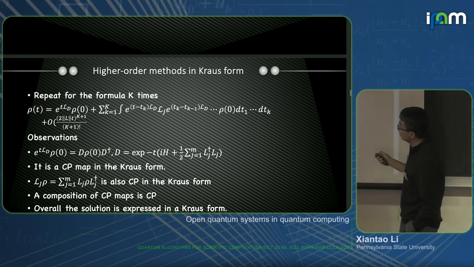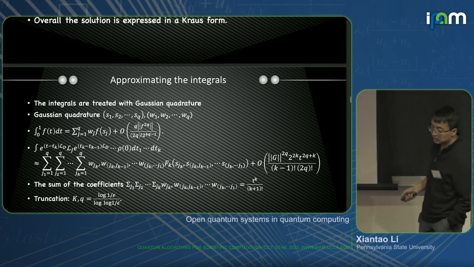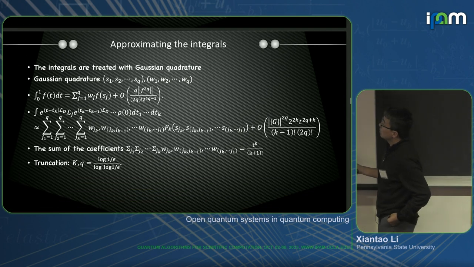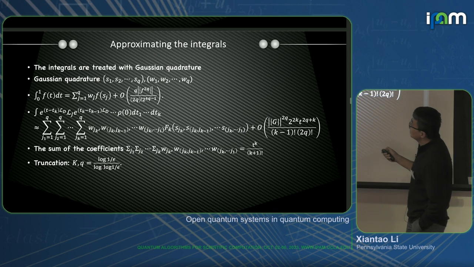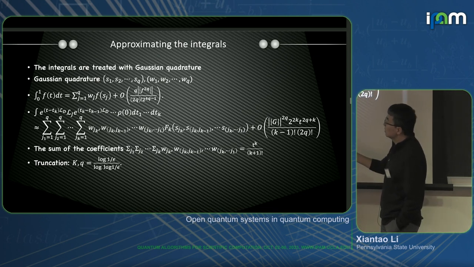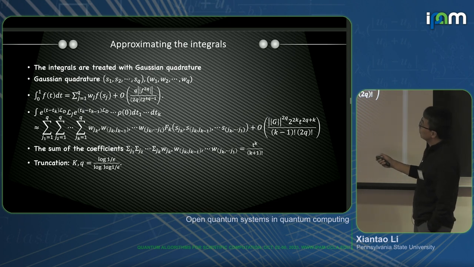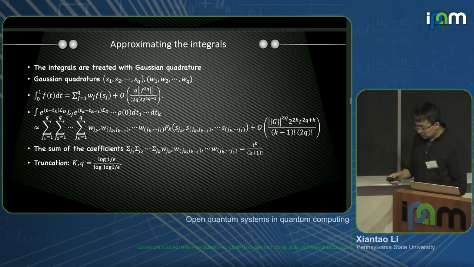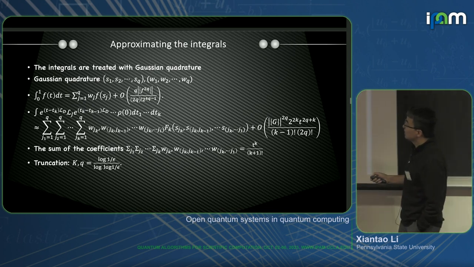Since you're seeing a lot of the terms here, we have to keep the number of terms small, right? To do that, we use the Gaussian quadrature to minimize the number of terms. And so here, these are the quadrature points, and these are the weights. And then it has this error form of the quadrature error, and so you plug it in, and all the integrals will be reduced to these sums, right?